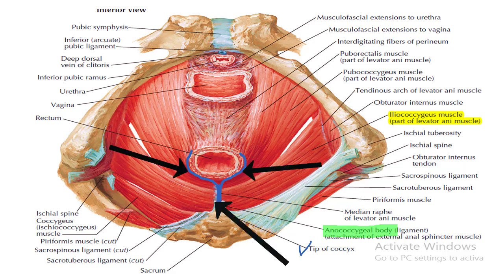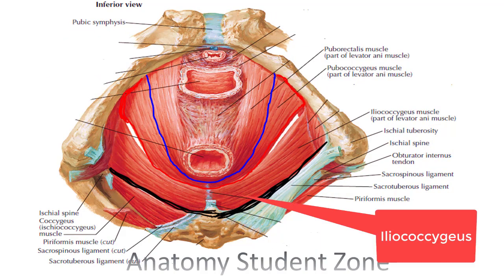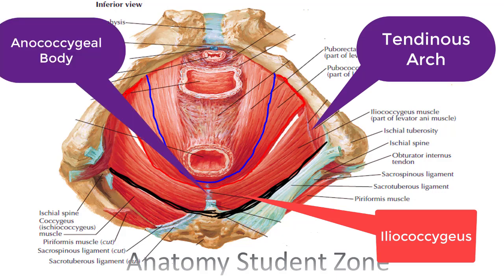So the third part of levator ani is iliococcygeus. Iliococcygeus is a posterolateral part of the levator ani, and when we look at this part, it appears more aponeurotic than muscular because it's often poorly developed. But we can see in this image that this part arises from the posterior aspect of the tendinous arc and the ischial spine, and then it blends with the anococcygeal body that I have already told you.